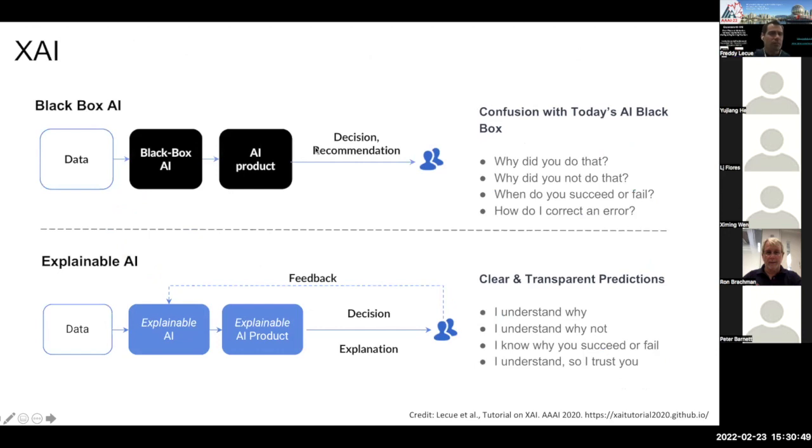So if you think about black box models, you have the data, you build the model, and you end up with the AI and the predictions, and then you make a decision or recommendation. That's usually it, and there's really no feedback loop. And with explainable AI, think about it now: you have the data, you still have the model, but it's explainable. That means when the user gets the explanation, they can provide feedback on it.